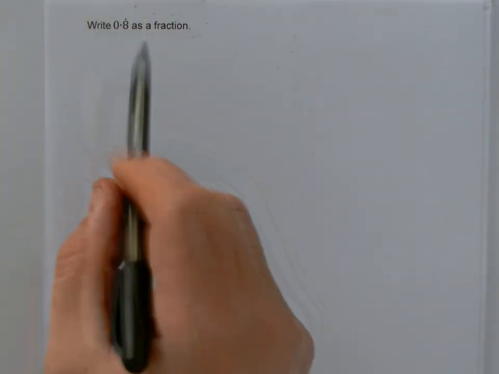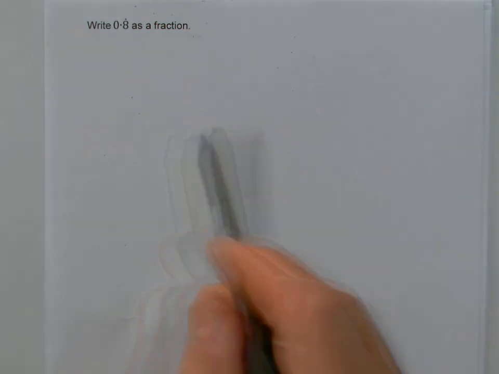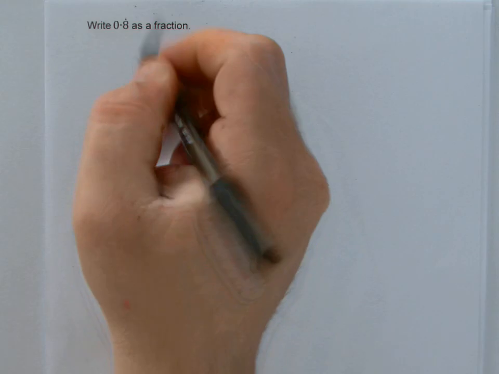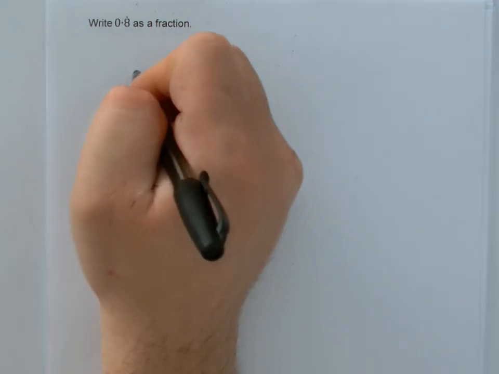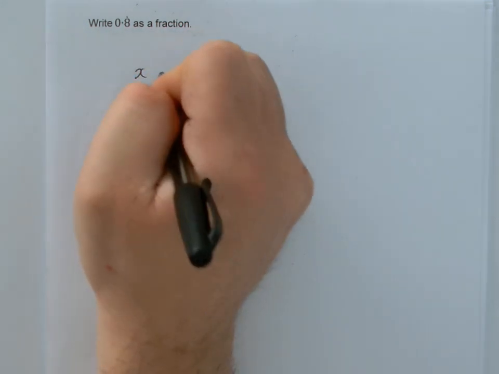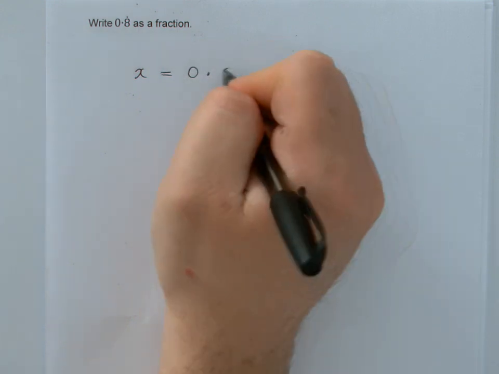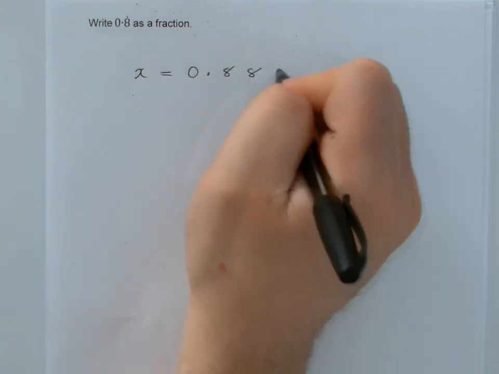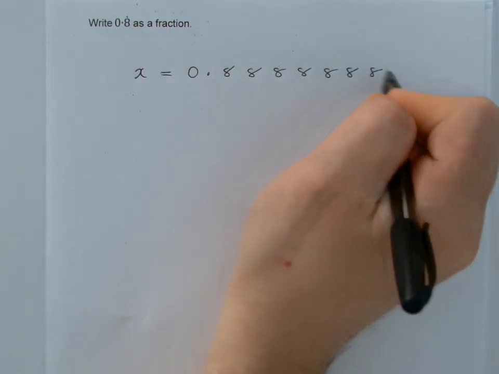So, write 0.8 recurring as a fraction. We notice the dot above the 8 there, so that shows that this is recurring. This keeps going forever. Okay, so 0.88888. Now what we do is we'll call this x. So essentially we'll say x is equal to 0.8 recurring. So I'm going to literally write out those 8s. We're going to write out a few just to demonstrate that value.